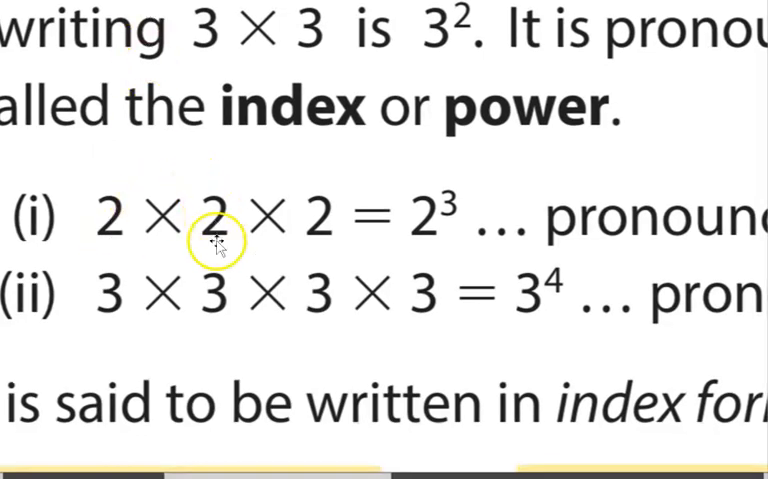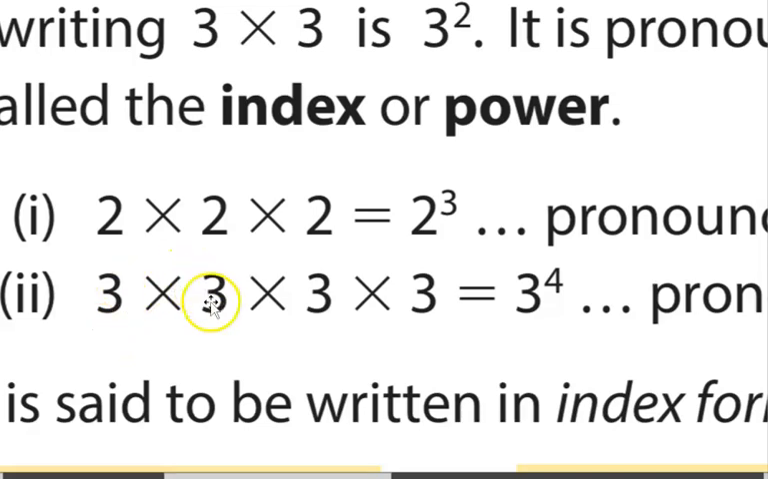2 times 2 times 2 can be rewritten as 2 with a little 3, and we pronounce this as 2 cubed. So a base of 2, so a big number of 2, and a little 3 means 2 times 2 times 2. We call it 2 cubed, or we could say 2 to the power of 3.